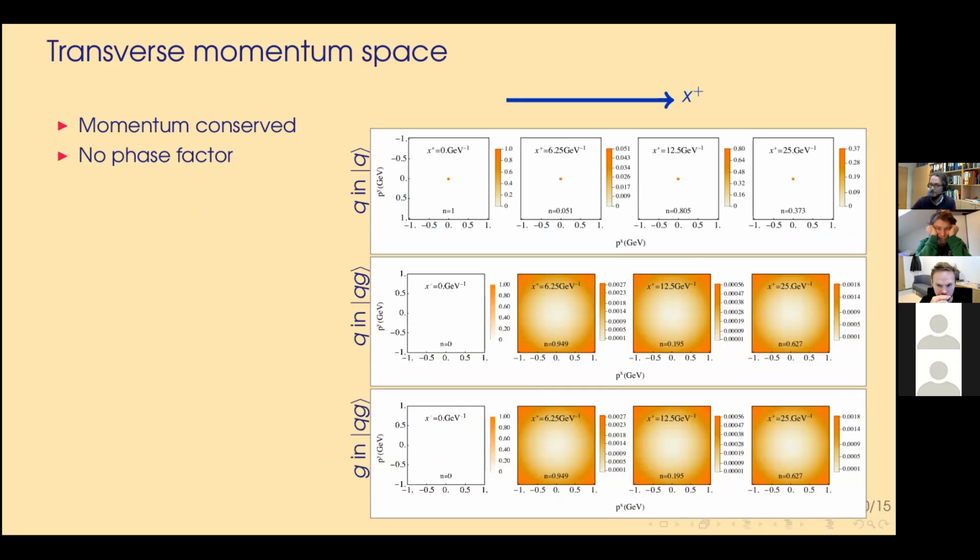Here's what things look like in transverse momentum space now. Here's our quark in the quark sector. Of course, since we have no background field, total transverse momentum is conserved. So you start with a quark with zero momentum, you end up with a quark with zero momentum, nothing happens. Then there's the QG state. So the momentum is conserved. The momentum of the quark in the QG sector is always opposite to the momentum of the gluon, with the appropriate P minus weight. So opposite in the appropriate way.